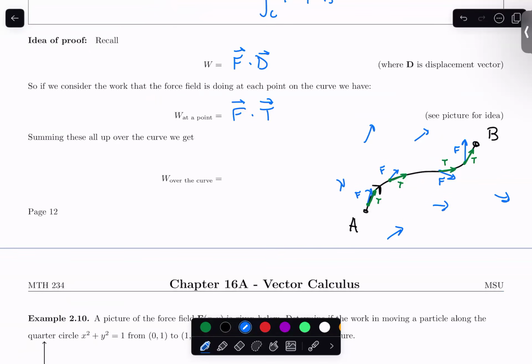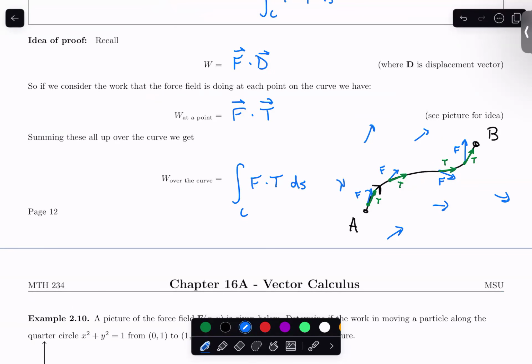If I want to get the work done over the entire curve, well, then I need to add up the work done at each one of these points. So the way that we add things up in math is, of course, with an integral. So we're going to integrate this over our curve. And if I add up all of these values over the curve, then this will give me the total amount of work done.